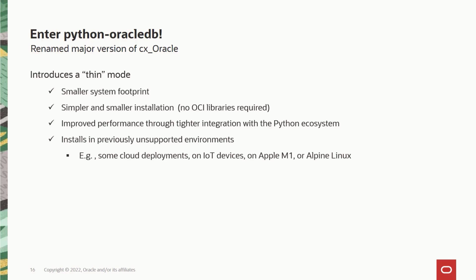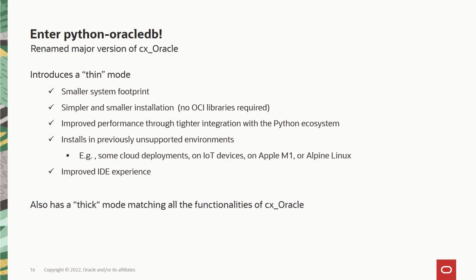Python Oracle DB installs on platforms without Oracle client libraries, for example Alpine Linux, or in those platforms where those libraries are hard to install, such as some of the cloud deployments. Python Oracle DB also now has macOS libraries and they run on Intel and M1 chips. Python Oracle DB driver provides you improved IDE or integrated development environment experience, which has been verified with Visual Studio Code.